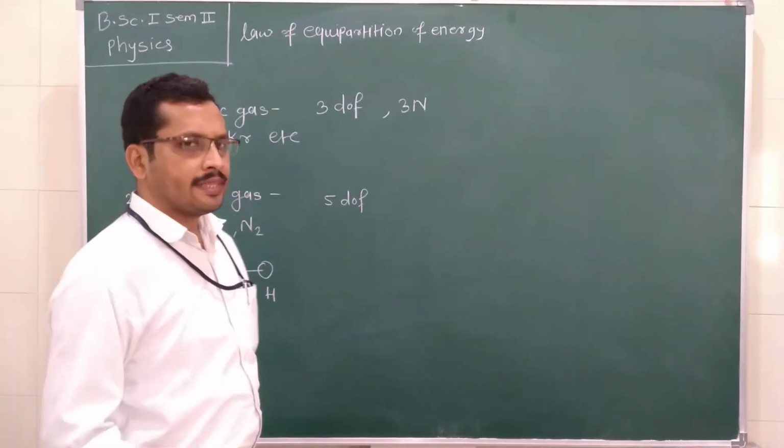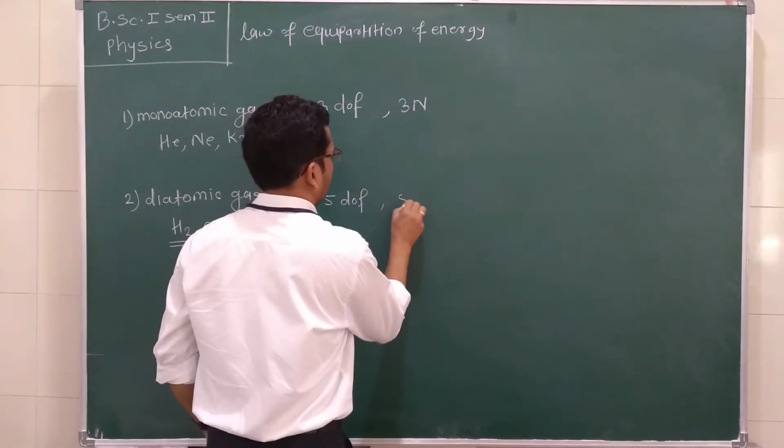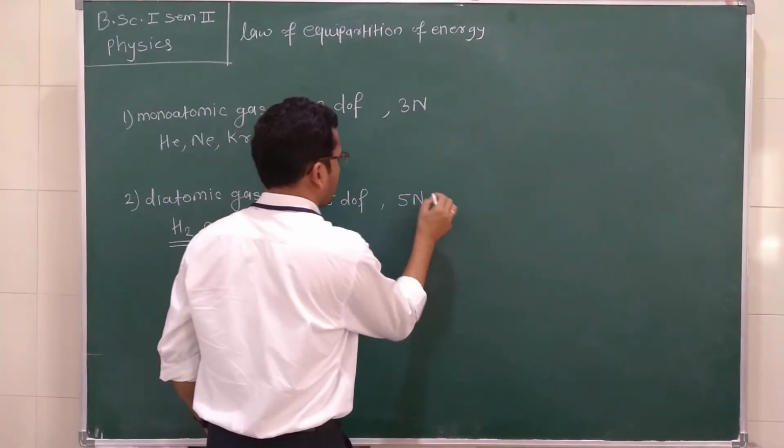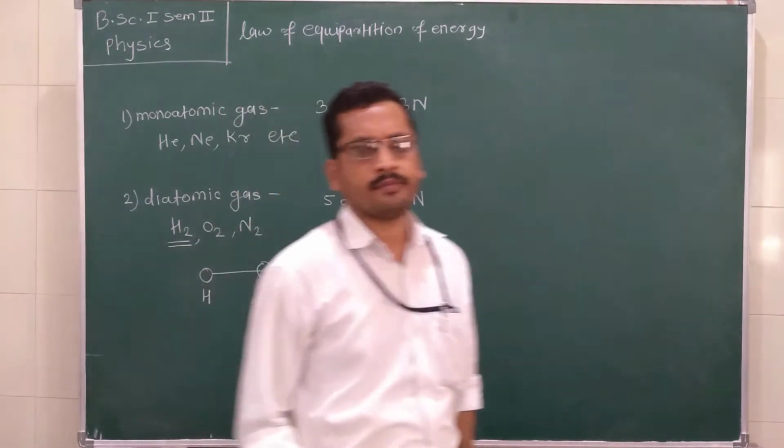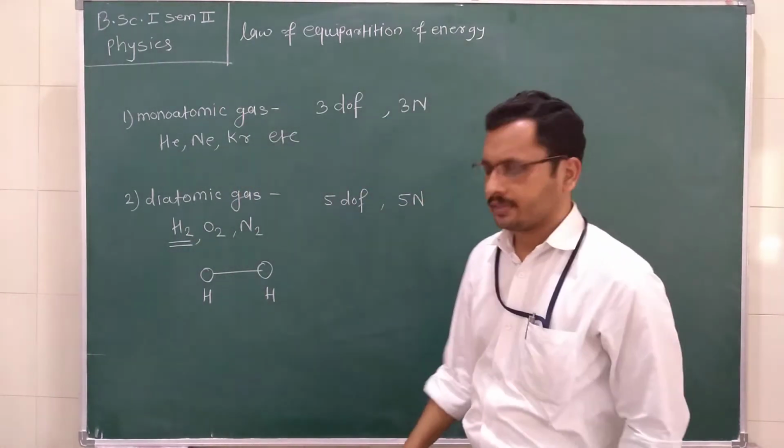And if there are n number of molecules, then the number of degrees of freedom is equal to 5n. Okay, so this is about the diatomic gas.